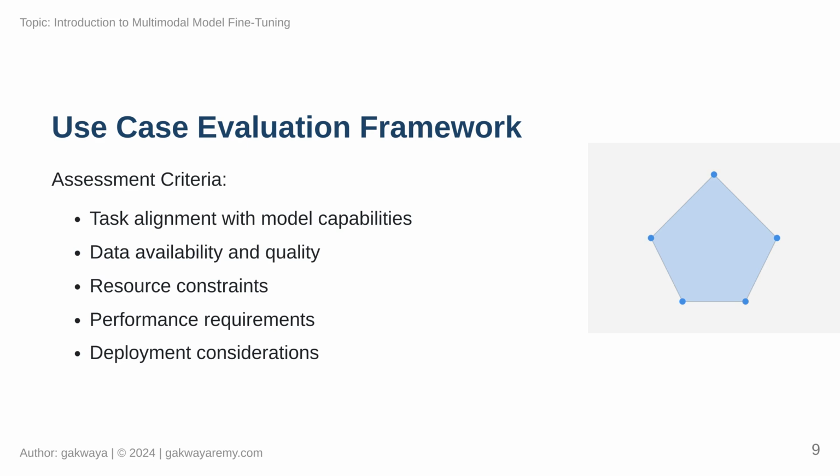Evaluating whether to fine-tune requires a systematic approach. Our pentagon diagram represents the 5 key criteria to consider. Each point represents a critical factor that influences the decision to fine-tune. We need to balance these factors carefully to make an informed decision about whether fine-tuning is the right approach for a specific use case.